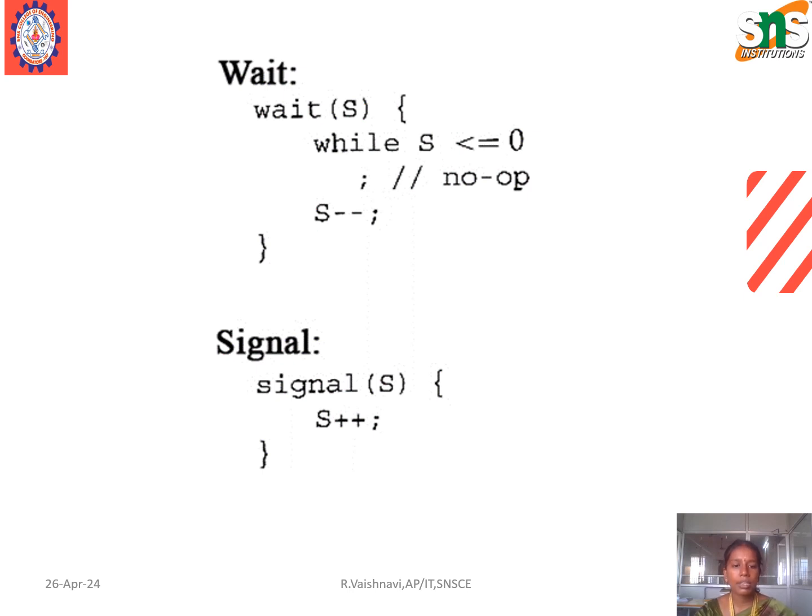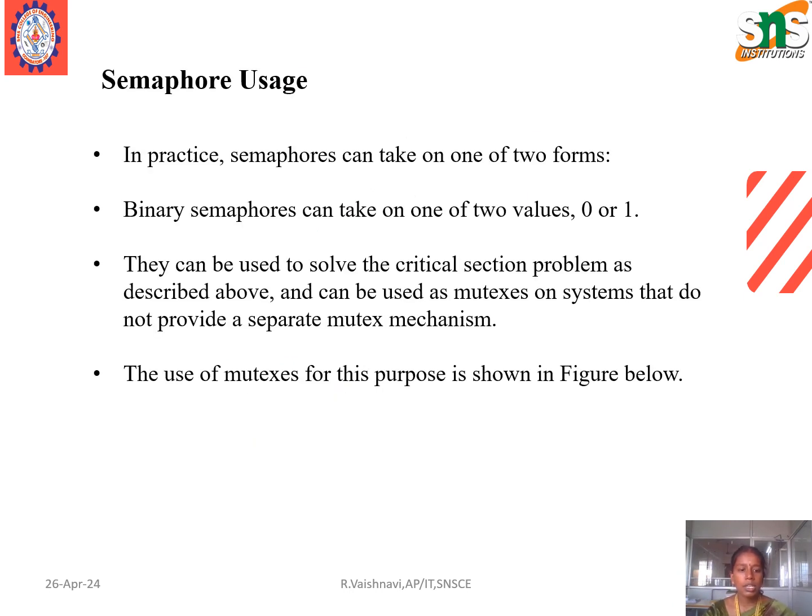This is followed by the signal operation. Here we have signal(s), that is semaphore s. Then s++, that is the semaphore is incremented. Next one is semaphore usage.